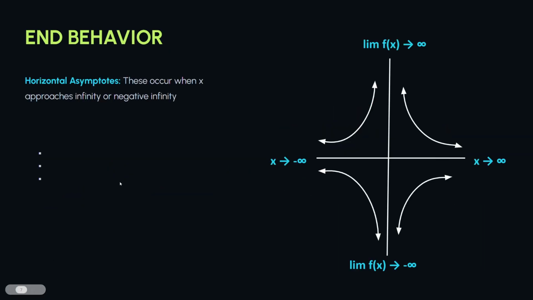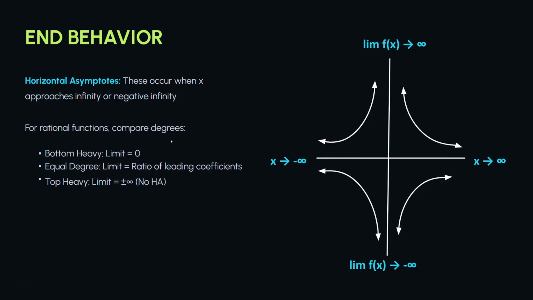Now let's switch gears to horizontal asymptotes and end behavior. Horizontal asymptotes occur when x approaches infinity or negative infinity. For rational functions, you can easily find the limit by comparing the degrees of the numerator and denominator. If the function is bottom-heavy, the limit equals 0. If the degrees are equal, the limit is simply the ratio of the leading coefficients. If the function is top-heavy, the limit will head toward positive or negative infinity, meaning there is no horizontal asymptote. This tracks how the limit of f of x behaves as x shoots out to the far edges of the graph.